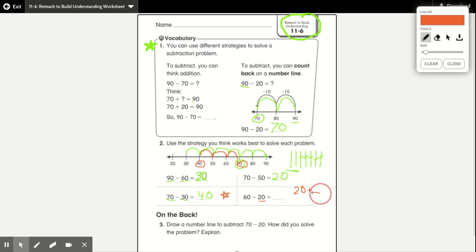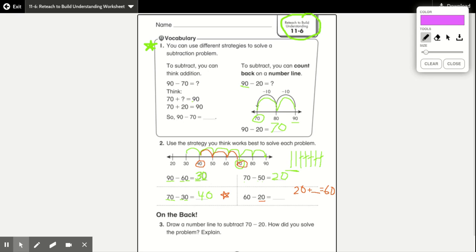plus blank equals 60. So we need to find that missing addend. What number plus 20 is going to give me 60? And you can use the number line to figure that out, or you can use mental math. But what I'm going to do is use the number line.